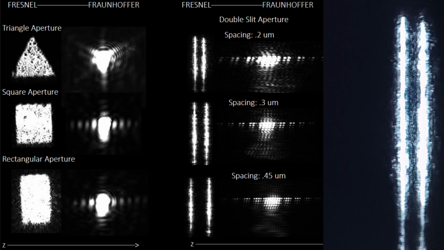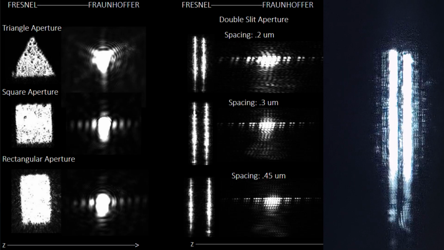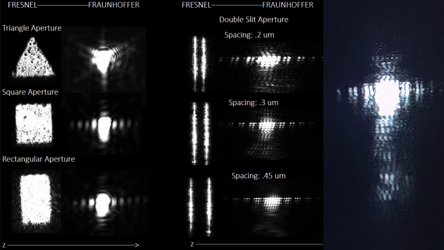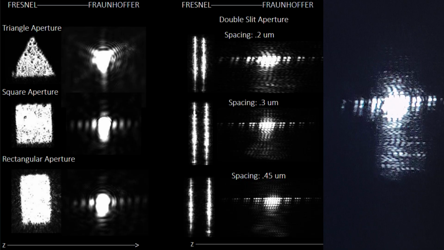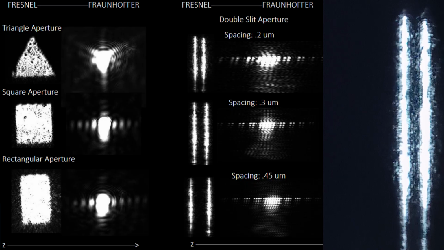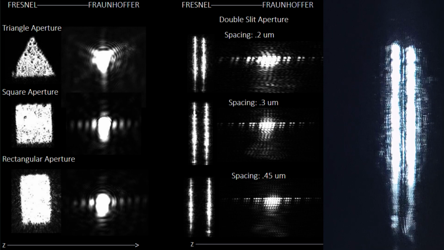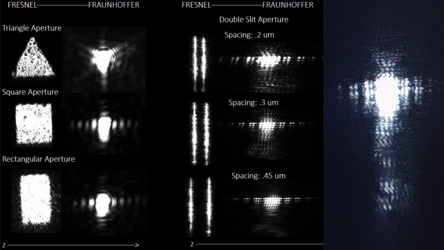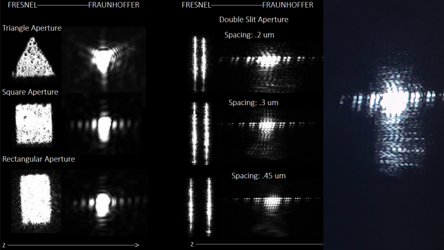Next, we observed other shapes of apertures, including a triangle, square, and rectangle. The diffraction pattern stretched opposite to the flat edges of the shapes. For the double slit apertures, as we moved the two slits closer together, the pattern got denser and the spots got smaller. On the right, you can see a video of the transition of the double slit apertures from the Fresnel region to the Fraunhofer region.